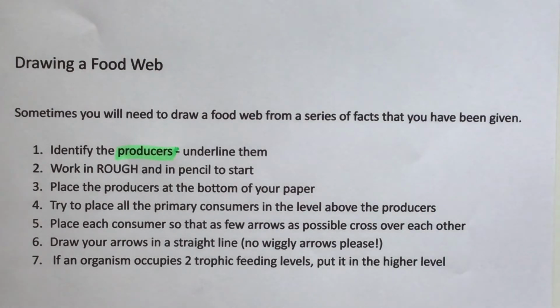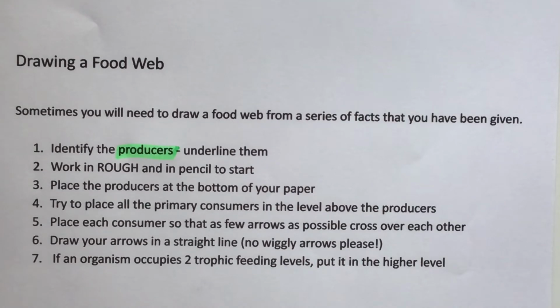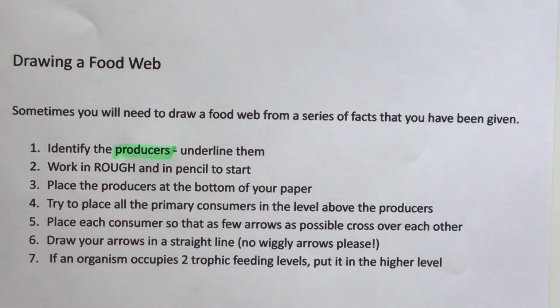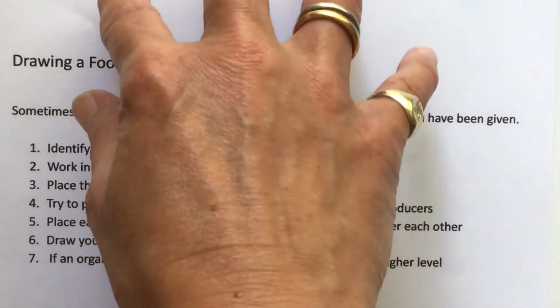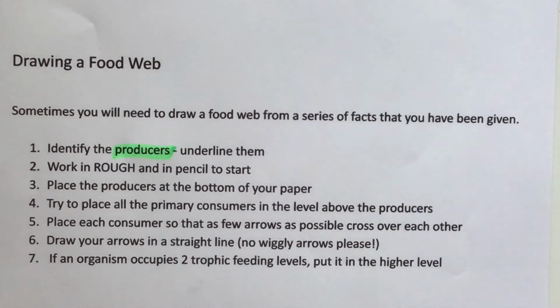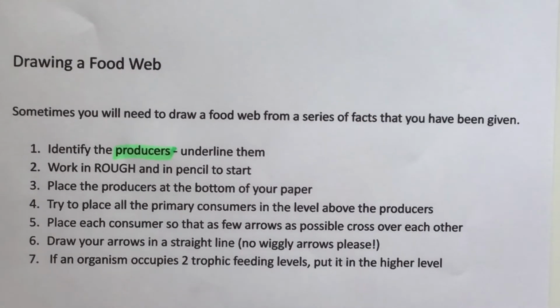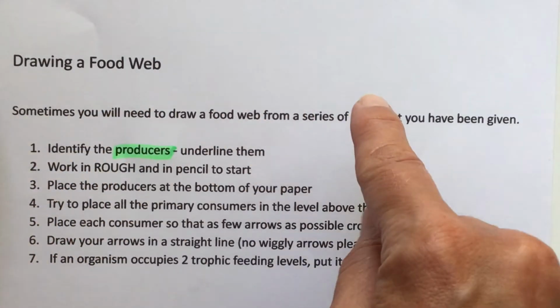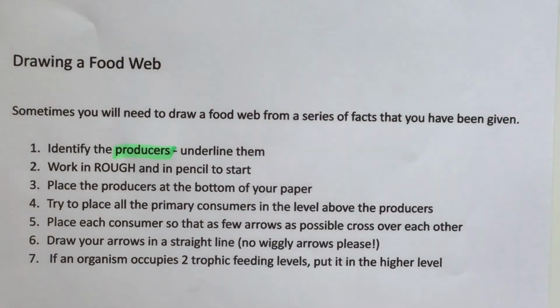You need to initially work in rough, make a rough sketch of it and use a pencil because sometimes we want to place something somewhere differently. Point 3, place the producers at the bottom of your paper. So always start low and make your food web move upwards. Point number 4, try to place all the primary consumers in the level above the producers. So each organism in its level, then there are the next level up and then the next level up. Try and keep the levels very clear and specified.